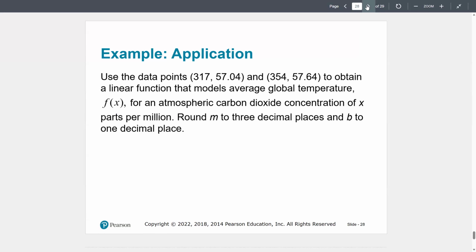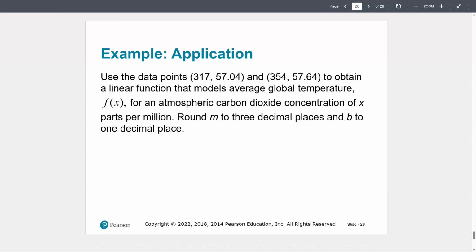So application, use the data points 317, 57.04 and the points 354, 57.64 to obtain a linear function that models the average global temperature, so f of x, for the atmospheric carbon dioxide concentration of x in parts per million.